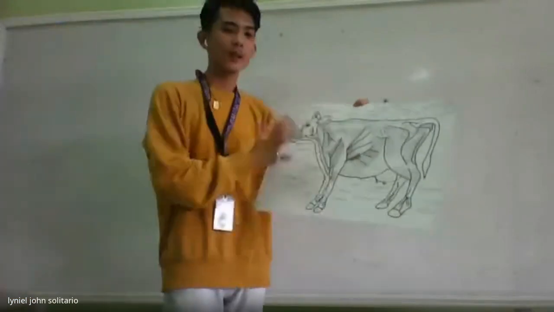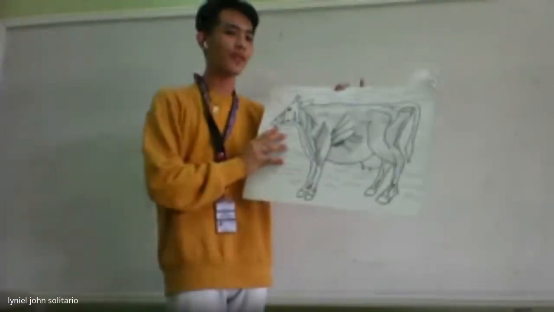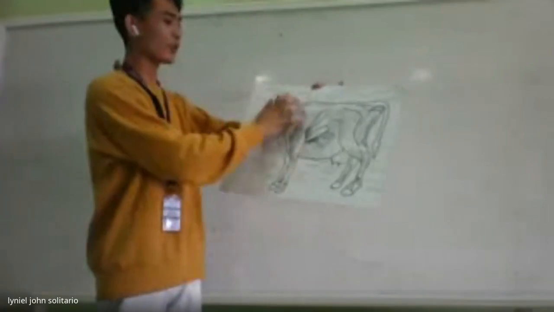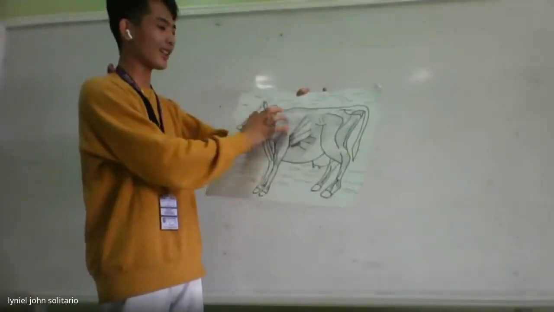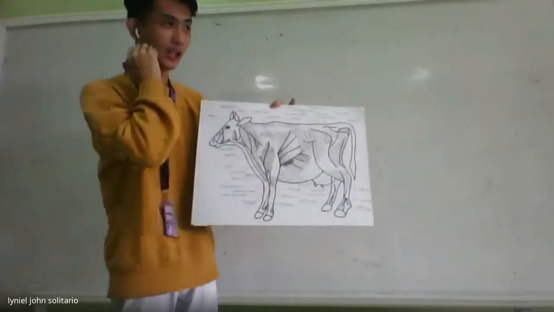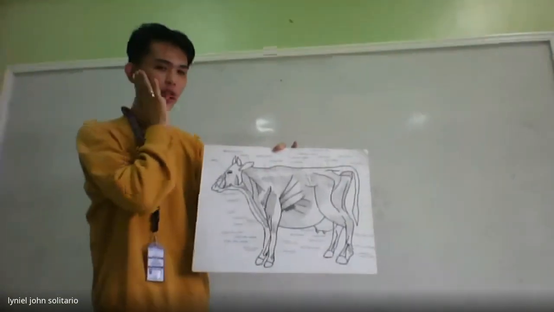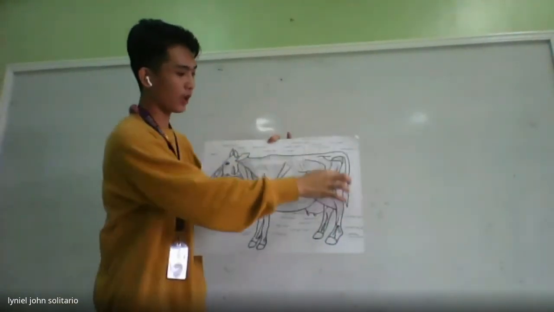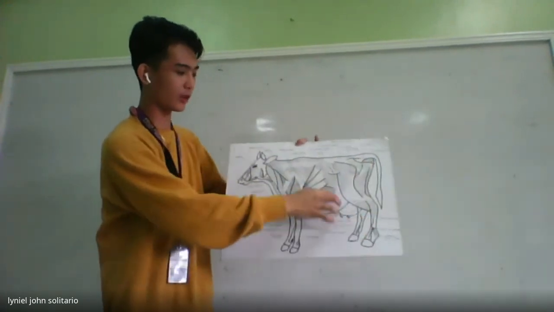Well, as per my muscular system of the cow, as you can see, this would be the serratus ventralis. This would be the best for me, the main part of the muscular system. This one, the black one here.